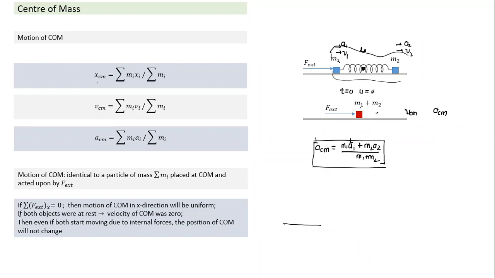Center of mass motion. So what you notice here, pay attention, because many questions are based on application of this. If the summation of the X component of all forces, we are talking only about the X component.